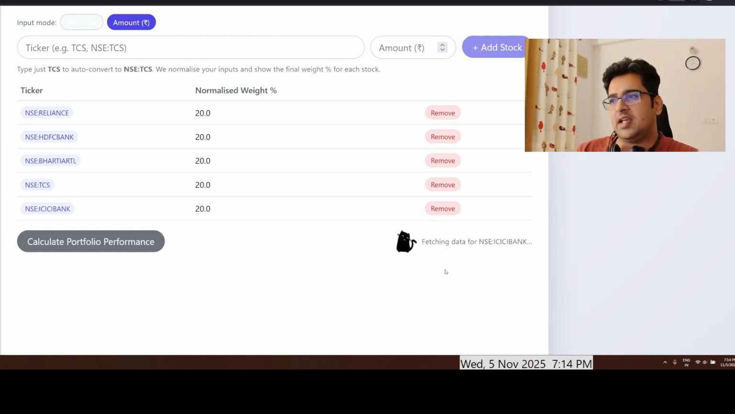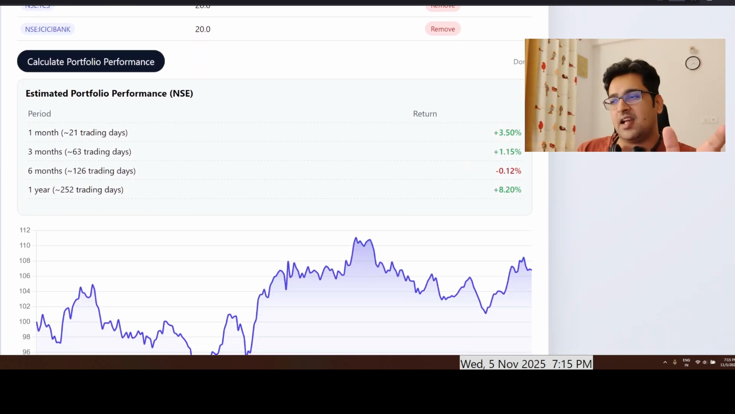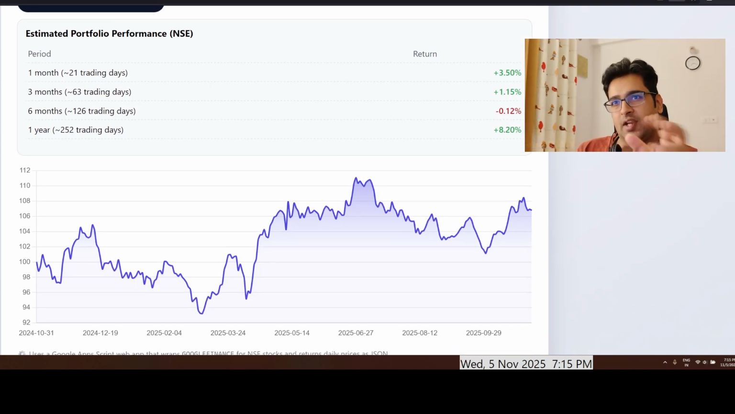So as you can see, we have a cute little cat here which animates. I actually included this just as a fun little Easter egg. And now it's fetching data for each of these companies. So that's done. Now this is what it is looking like. If we did the top five stocks of Nifty 50 by market cap in an equal weighted portfolio, what our returns would have looked like is this.